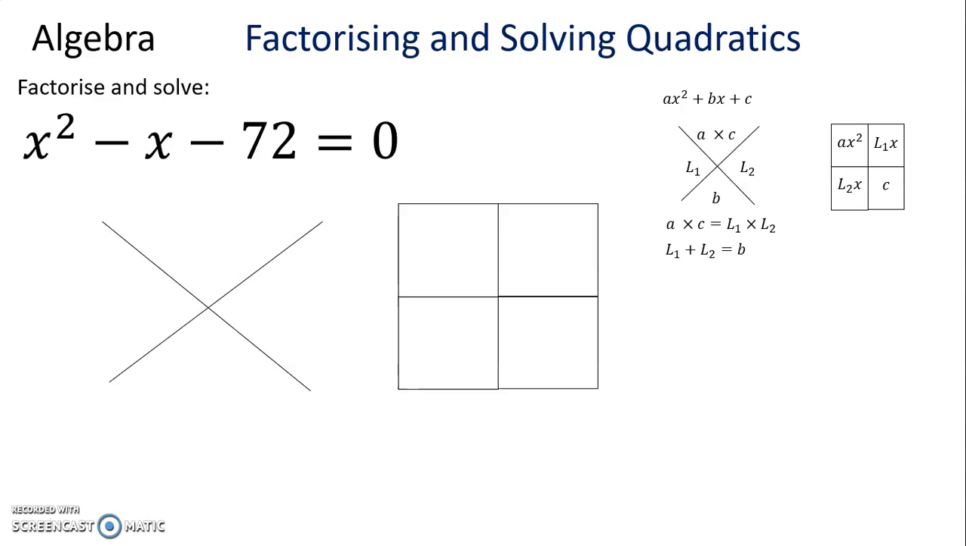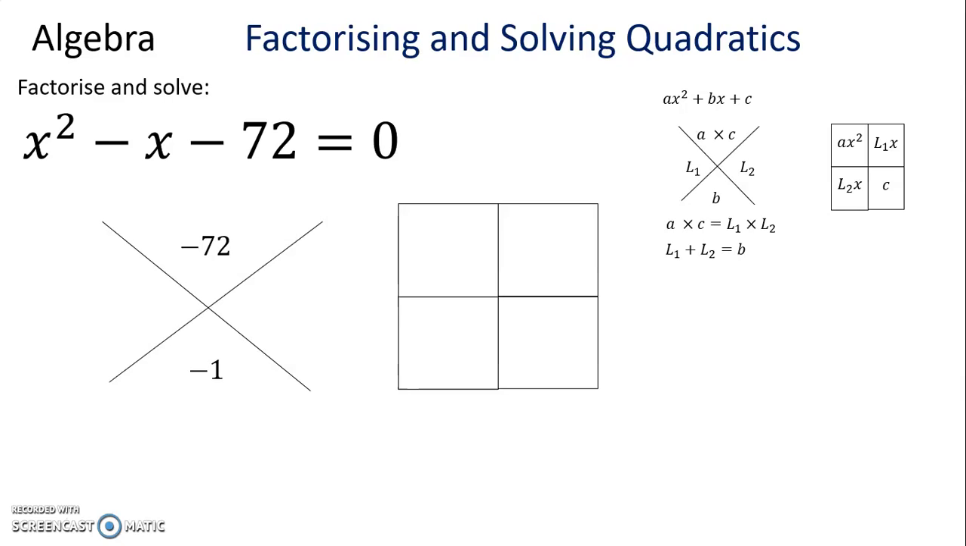Okay, so A multiplied by C, 1 multiplied by -72 is -72. And then B, which remember is the coefficient of the x term here, is -1. So we're looking for two numbers that multiply to make -72 and add to make -1. So go through your factor pairs for 72. We've got 1 and 72, 2 and 36, 3 and 24, 4 and 18, 6 and 12, and then we've got 8 and 9.